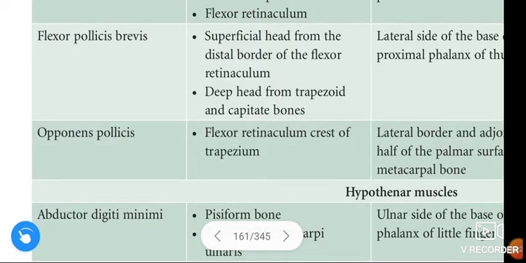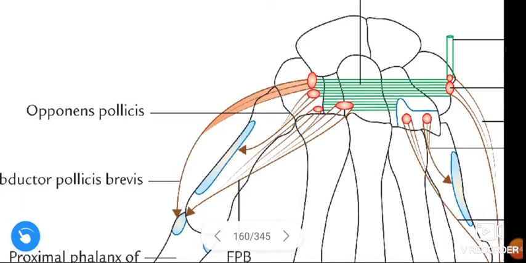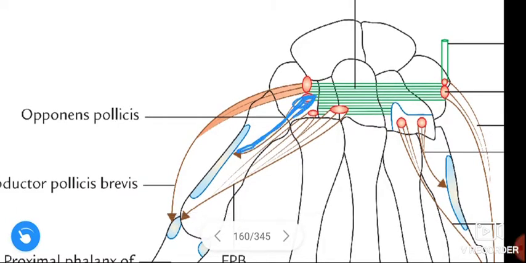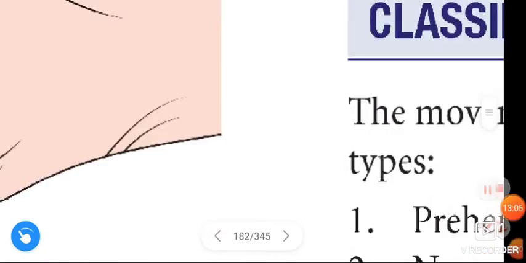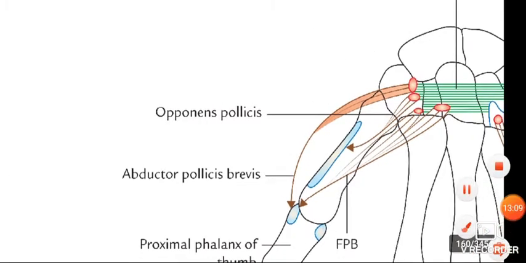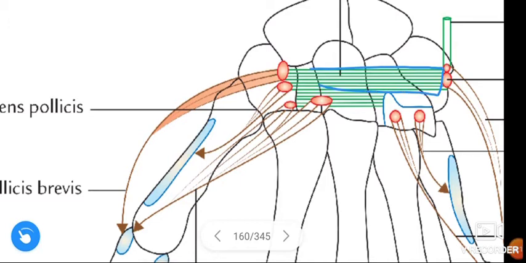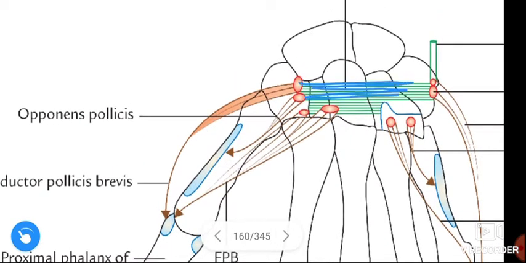The next thenar muscle is opponens pollicis. The origin of opponens pollicis is flexor retinaculum and crest of trapezium. See here, this is the opponens pollicis, and it originates from the flexor retinaculum and the crest of the trapezium. Here the crest of the trapezium is present, and the origin of opponens pollicis is the flexor retinaculum and this crest of the trapezium.